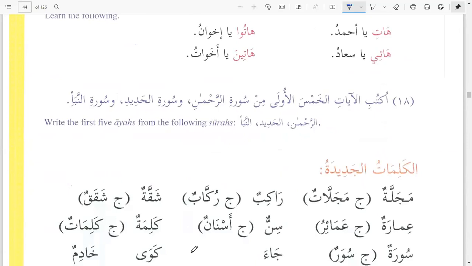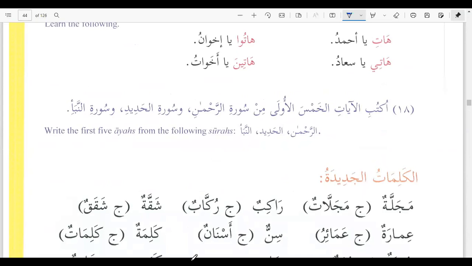So if any of you have anything about the question, you can raise your hand or you can ask. What we have learned today, if you want to ask anything, you can raise your hands. Husni, please open your mic.